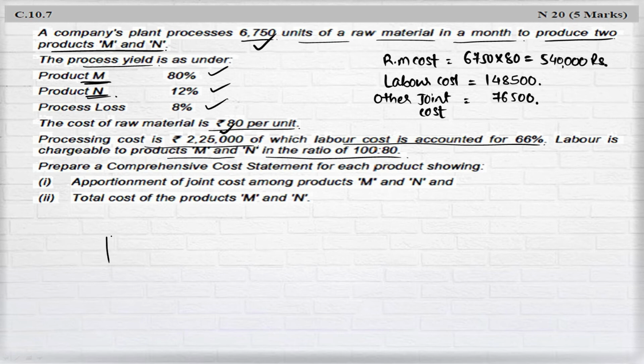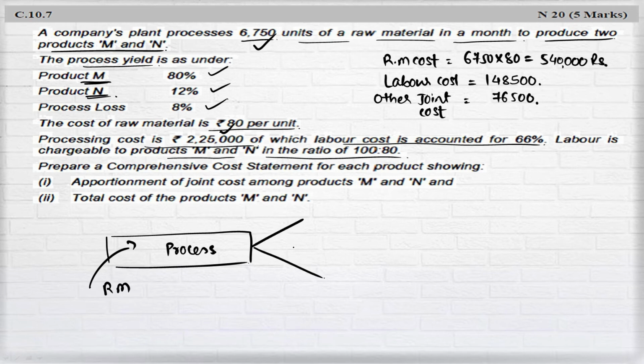First, let me draw my chart. I will introduce raw material, and there will be a process on it which will yield two products, M and N. How much raw material is input? 6,750 units.